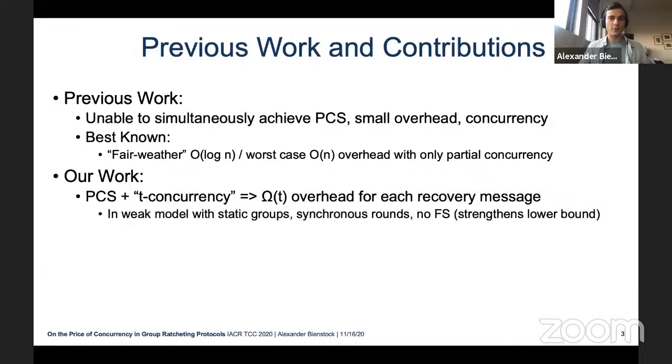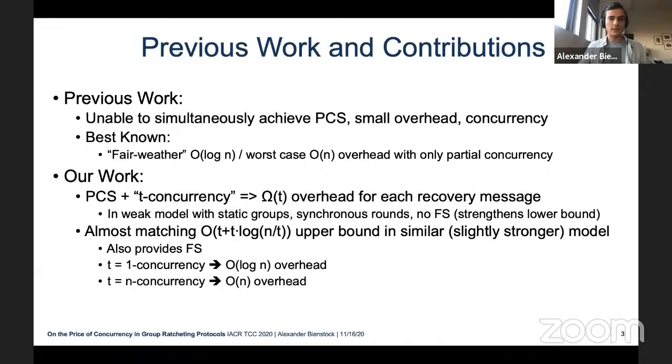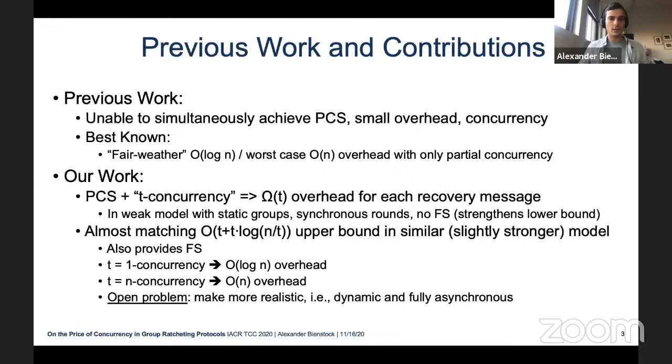And we show this in a weak model with static groups, synchronous rounds, and no required forward secrecy, which of course only strengthens our lower bound. We also show an almost matching O(T + T log(N/T)) upper bound in a similar, slightly stronger model, which also provides FS. So for T equals one concurrency, it has O(log N) overhead, and with T equals N concurrency, it has O(N) overhead, both of which match upper bounds of previous works that tolerate the same level of concurrency. However, an open problem is to make this protocol more realistic, i.e. both dynamic and fully asynchronous. But in this talk, I'll focus on the lower bound.